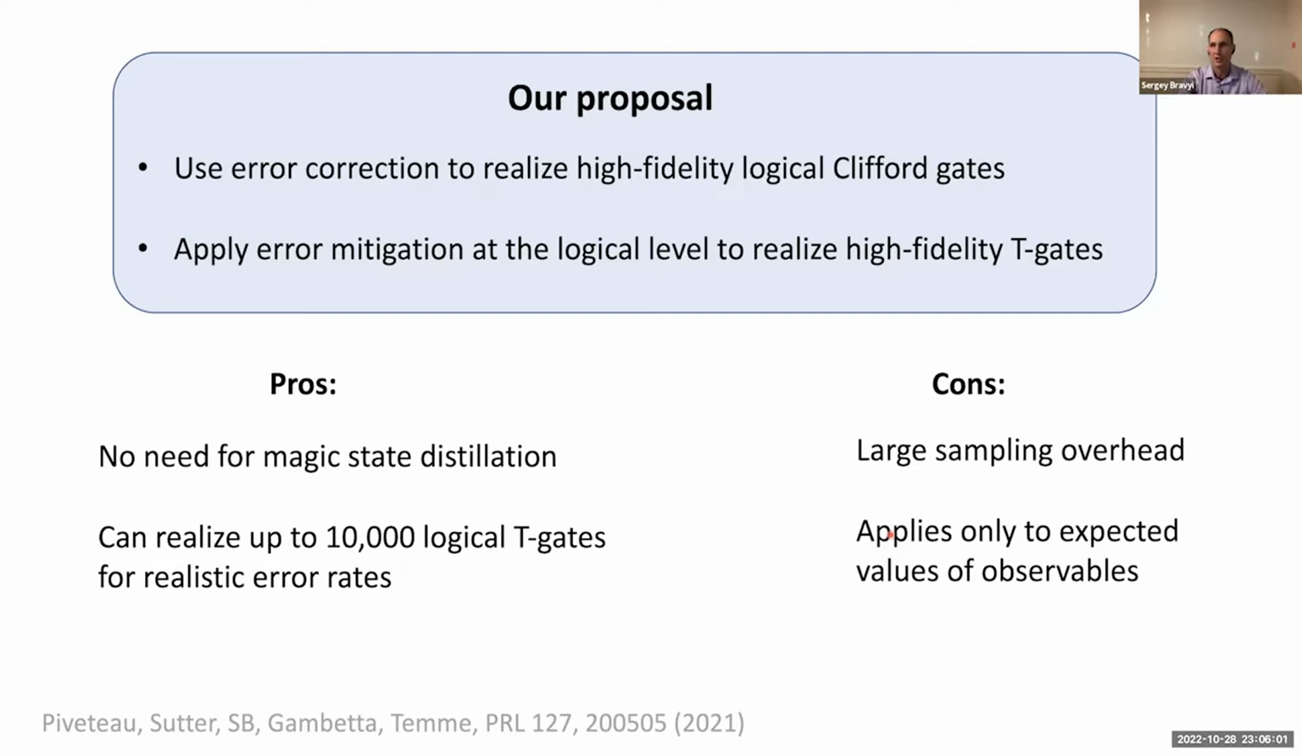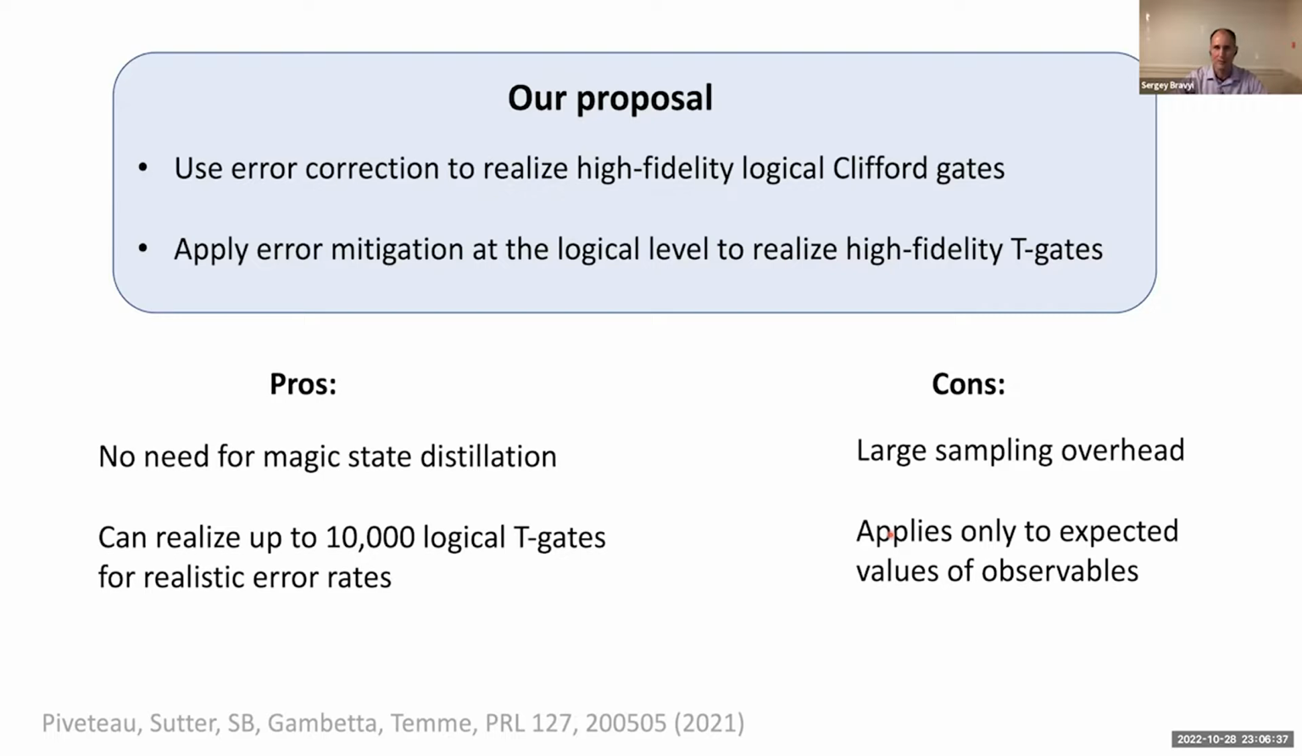We estimate that for realistic error rates, we can implement circuits with about 10,000 logical T gates. And this regime is already hard for classical simulators. But the drawback is that error mitigation comes with a large overhead. So we would have to repeat the circuit many times. And error mitigation only applies to expected values of observables, so we cannot simulate single shot measurements.